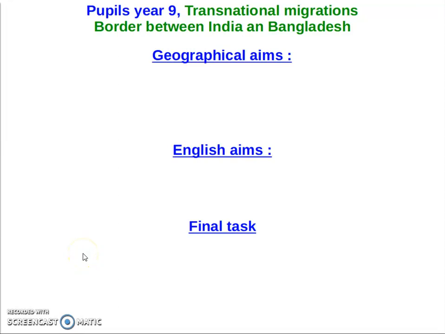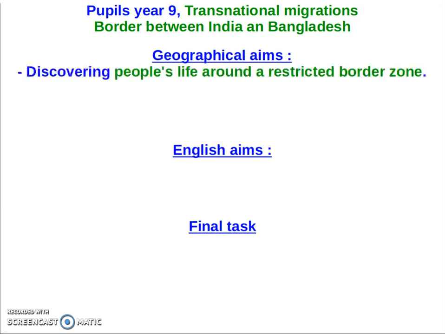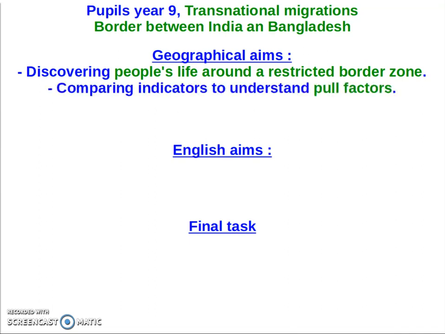Well, this is a lesson plan for pupils in year 9 concerning a geographical issue. It's about transnational migrations, and I want my pupils to study the border between India and Bangladesh. First of all, they will have to understand how people live around a very restricted border zone. They will have to compare the standard of life in these two countries.